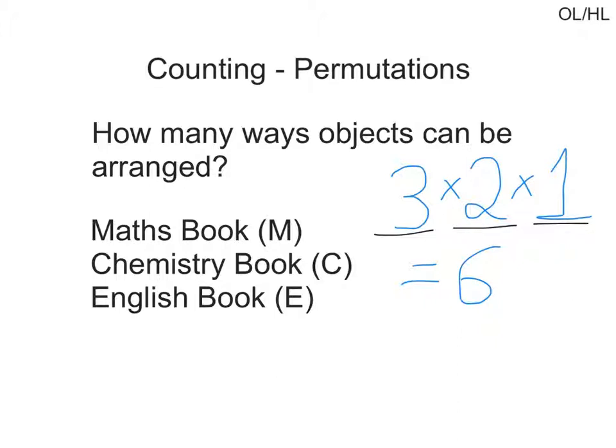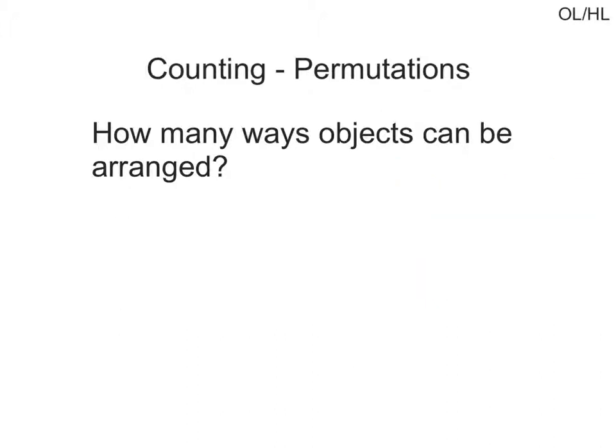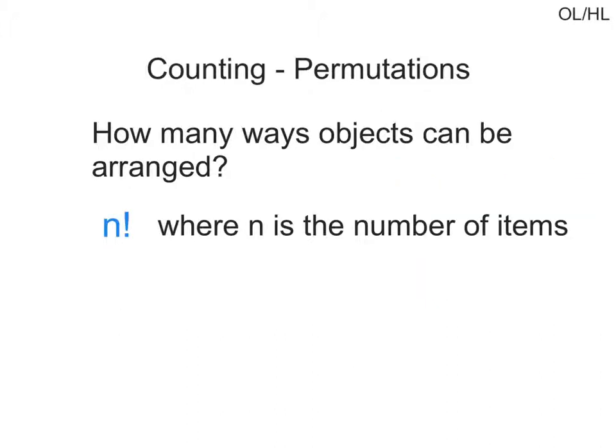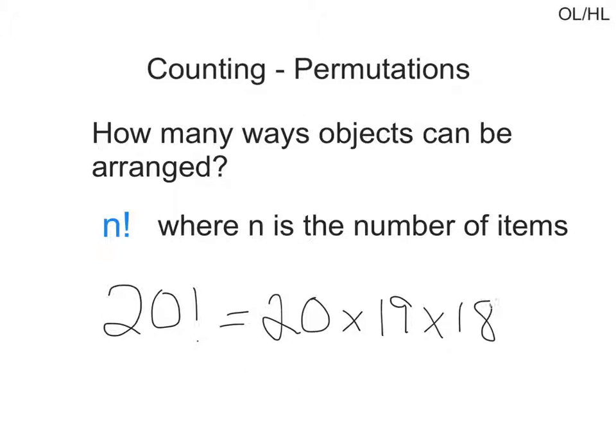Building from this, the mathematical formula for how many ways objects can be arranged is n factorial, where n is the number of items. In our previous example of the 3 books, n was the number 3. If we had more books, for example 20 books, the number of arrangements could be calculated by 20 factorial, which would be given by 20 multiplied by 19 multiplied by 18 and all the way down to multiplied by 1. There is a function on the calculator to do this.